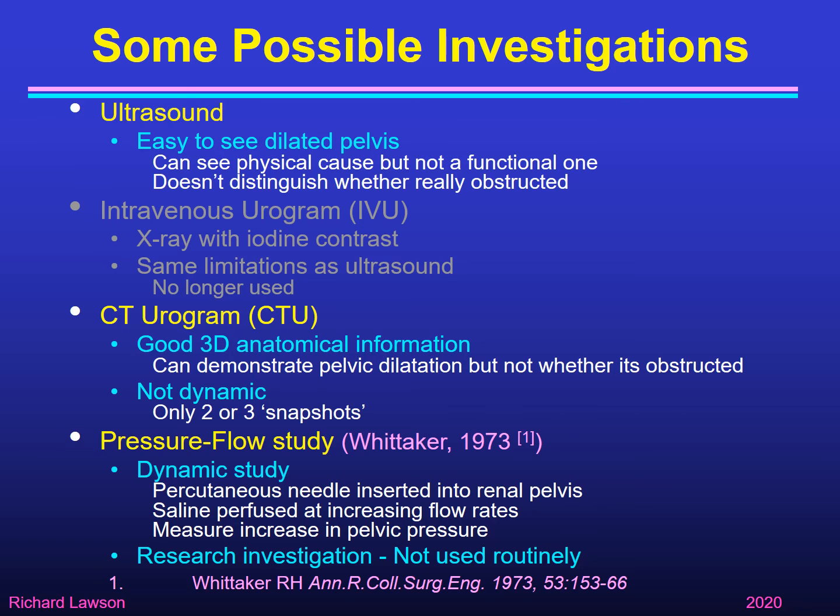If the pressure doesn't go up very much as you increase the flow rate, then it's a low pressure non-obstructed system. If the pressure goes up significantly as you increase the flow rate, then it's a high pressure obstructed system. So this really does measure what we need to know, the pressure, which the other imaging studies don't do. But it's clearly a research investigation that is not going to be used routinely in every patient with suspected PUJ obstruction.